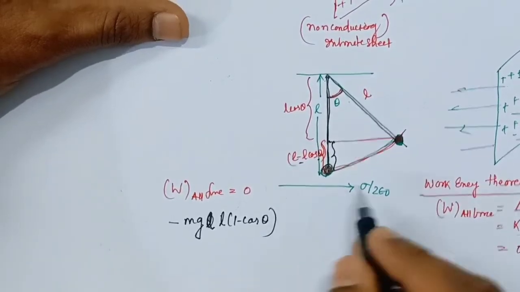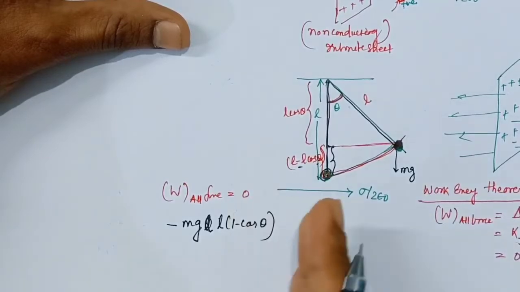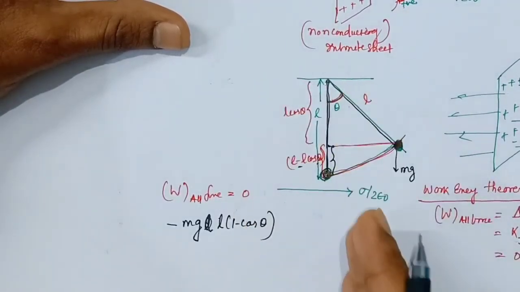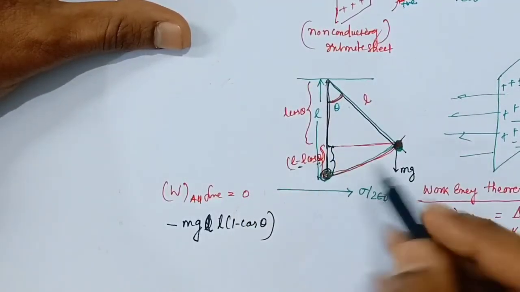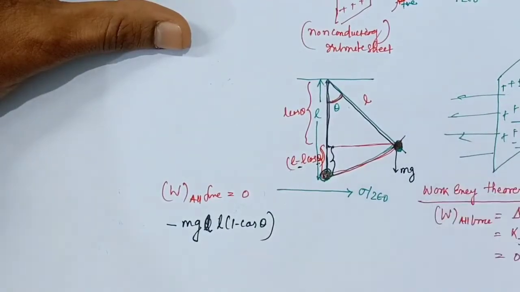Work done due to mg is what? At this point mg is downward, and how much displacement does it go? It goes upward L minus L cos theta. Force is in this direction, displacement is in this direction, so the angle between them is 180 degrees. So F dot S gives minus Fs, so minus mgL(1 minus cos theta).